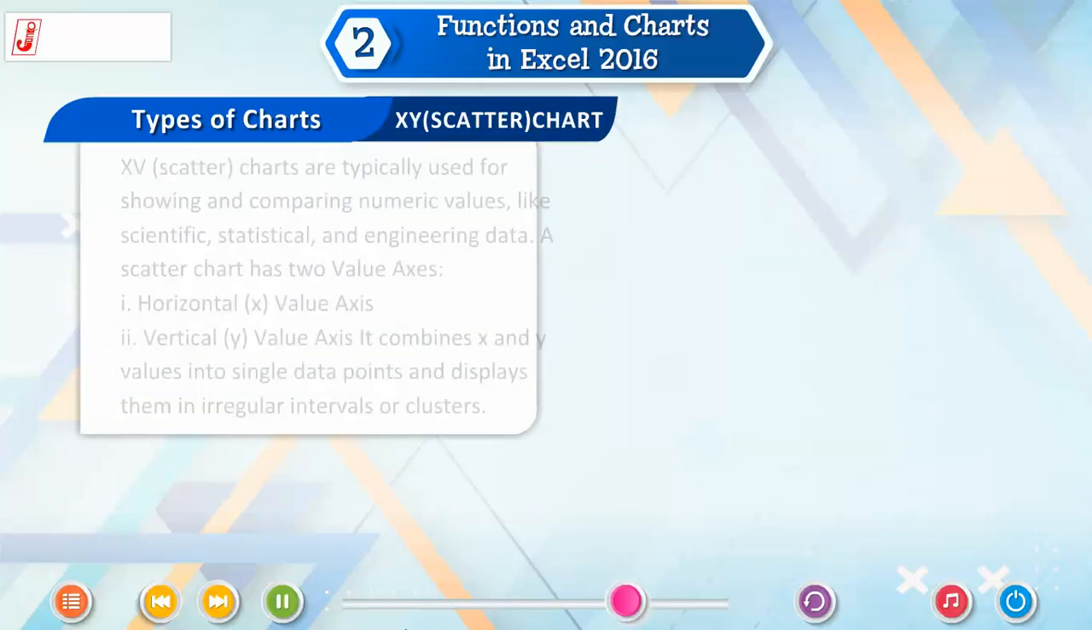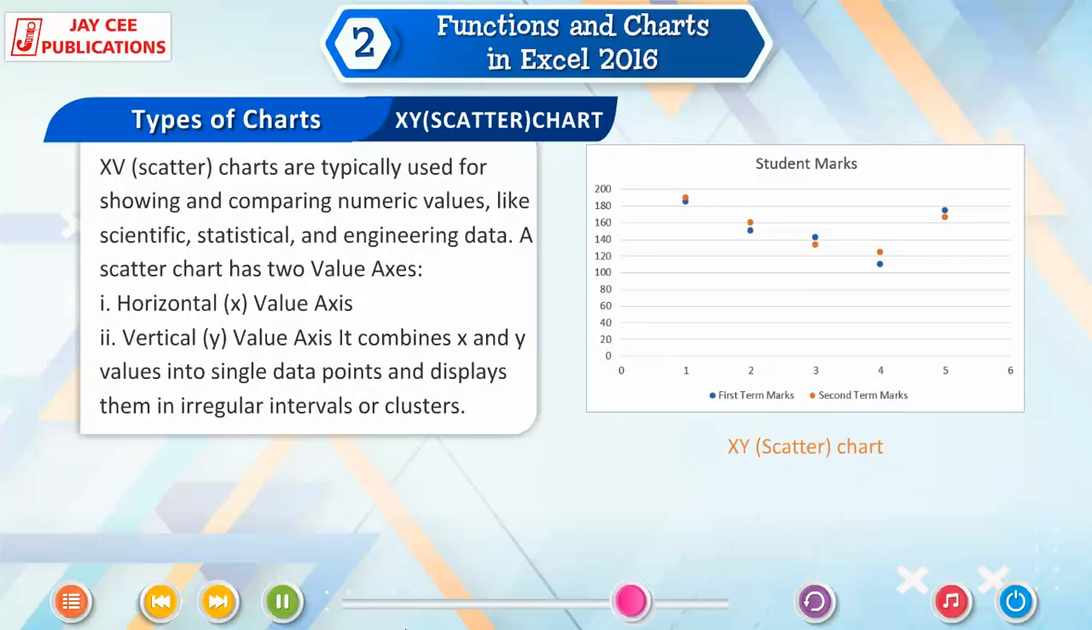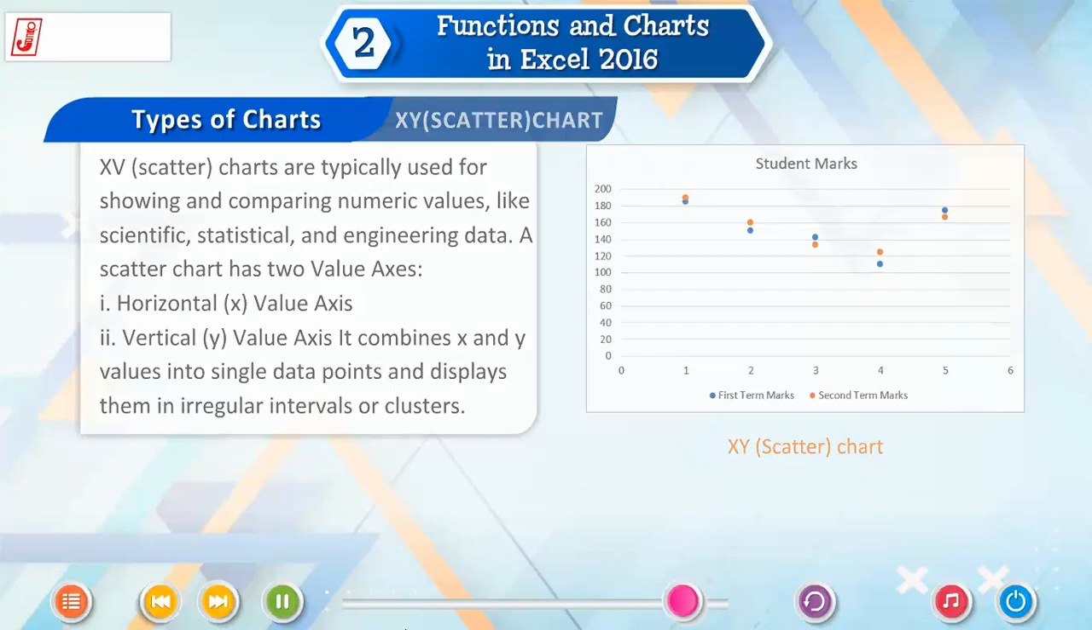XY scatter chart. XY scatter charts are typically used for showing and comparing numeric values, like scientific, statistical, and engineering data. A scatter chart has two value axes. First, horizontal X value axis. Second, vertical Y value axis. It combines X and Y values into single data points and displays them in irregular intervals or clusters.